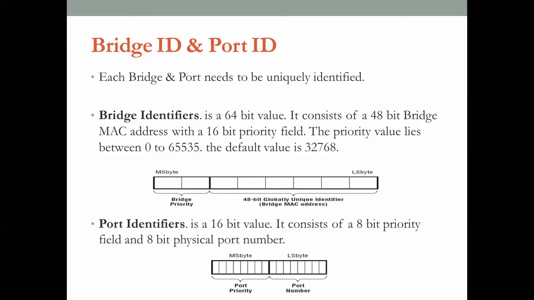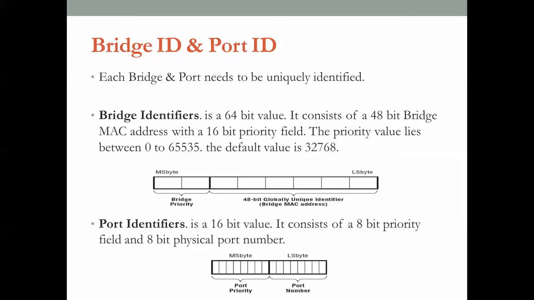Now let's see what bridge ID and port ID are. Each and every bridge and each and every port involved in the spanning tree topology has to be uniquely identified. We'll see why it has to be uniquely identified when I come to the simulation part. So what's a bridge ID? Bridge ID is a 64-bit value which basically consists of 2 fields. As you can see here, it consists of the bridge priority and then the MAC address. It's basically the MAC address of your interface.